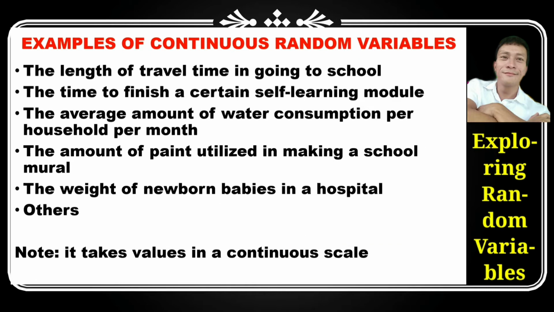The next set of examples are for continuous random variables. Number 1, the length of travel time in going to school; the time to finish a certain self-learning module; the average amount of water consumption per household per month; the amount of paint utilized in making a school mural; and the weight of newborn babies in a hospital. Please take note, it takes values in a continuous scale. They don't have definite or exact measures. That's why they are called continuous random variables.